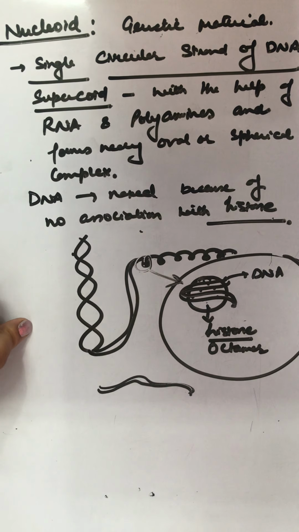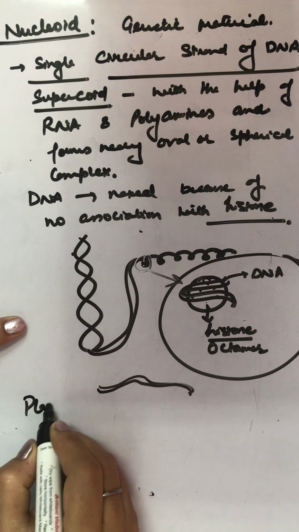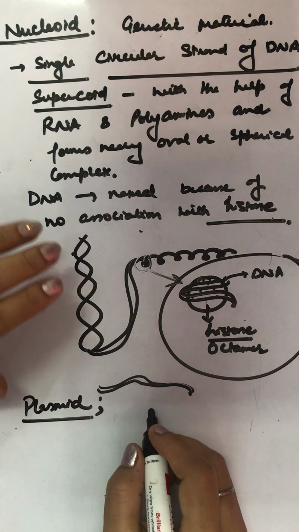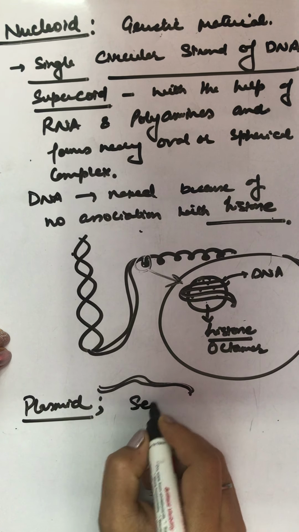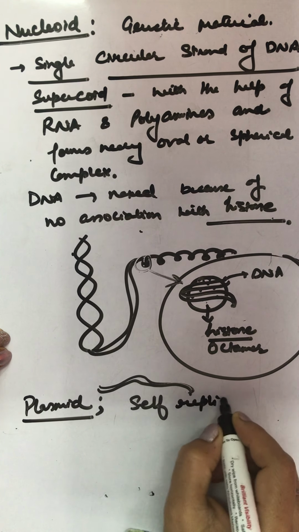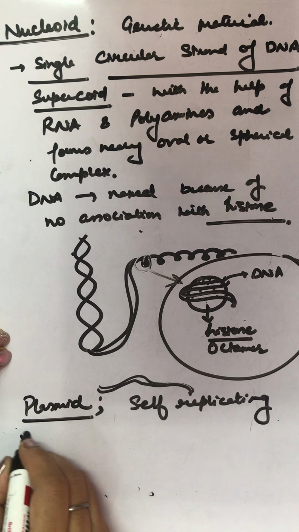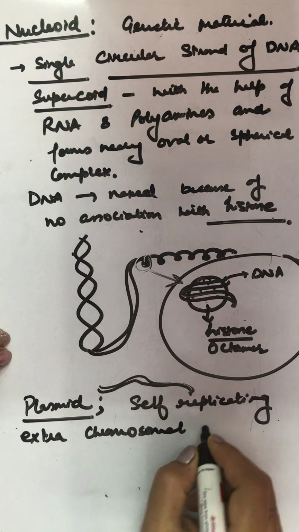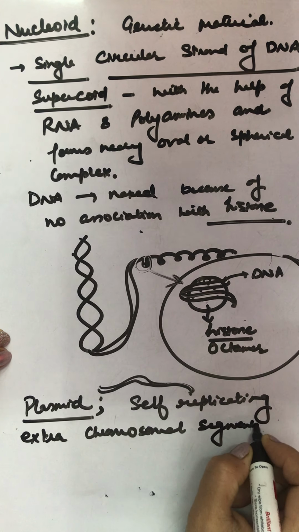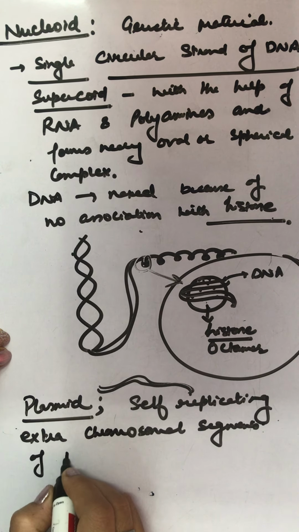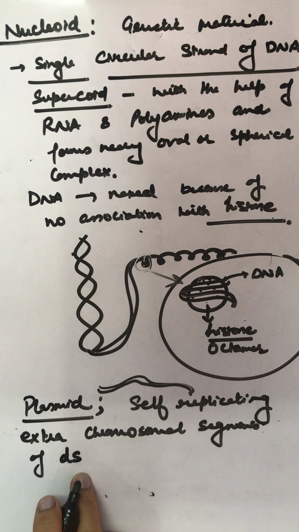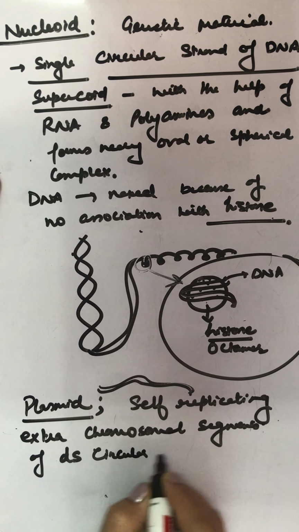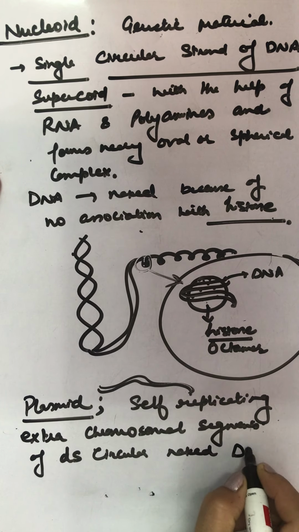Alright, this is it. The next one is plasmid. It's also very important. Self-replicating extra chromosomal segments of double-stranded, DS stands for double-stranded, circular, naked DNA.